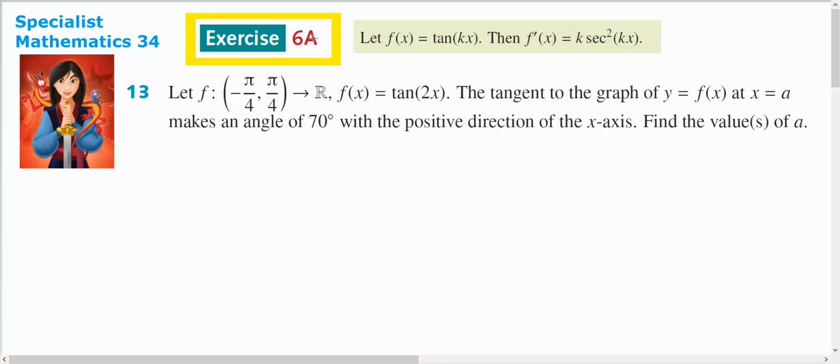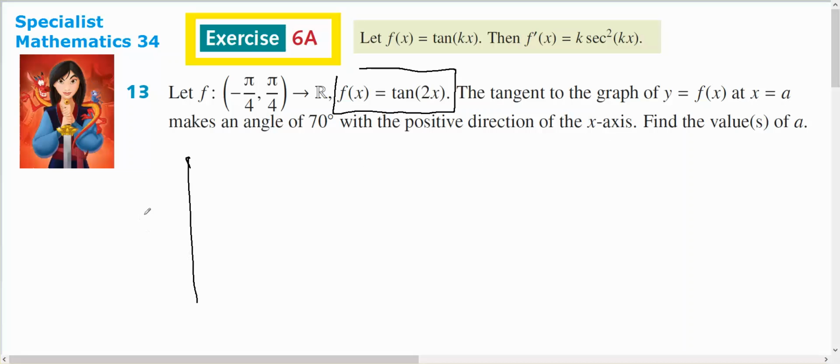Of 6A, question number 13. So I've got this particular function. The tangent to the graph of y equals f of x, and this is f of x, at x equals a, makes an angle of 70 degrees.